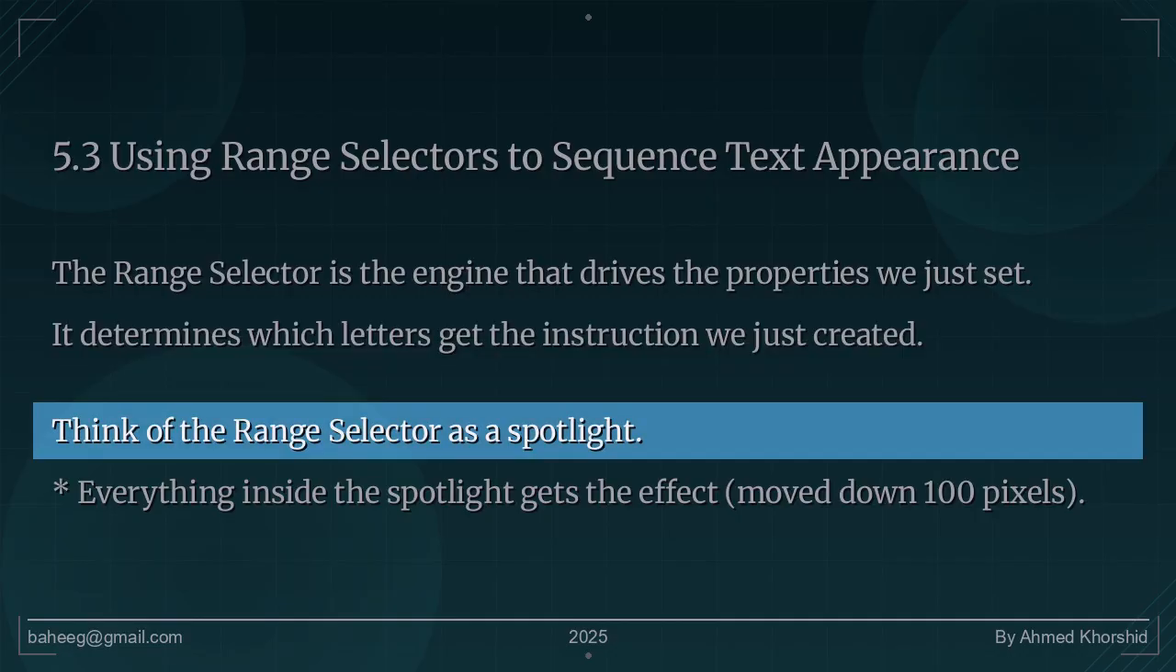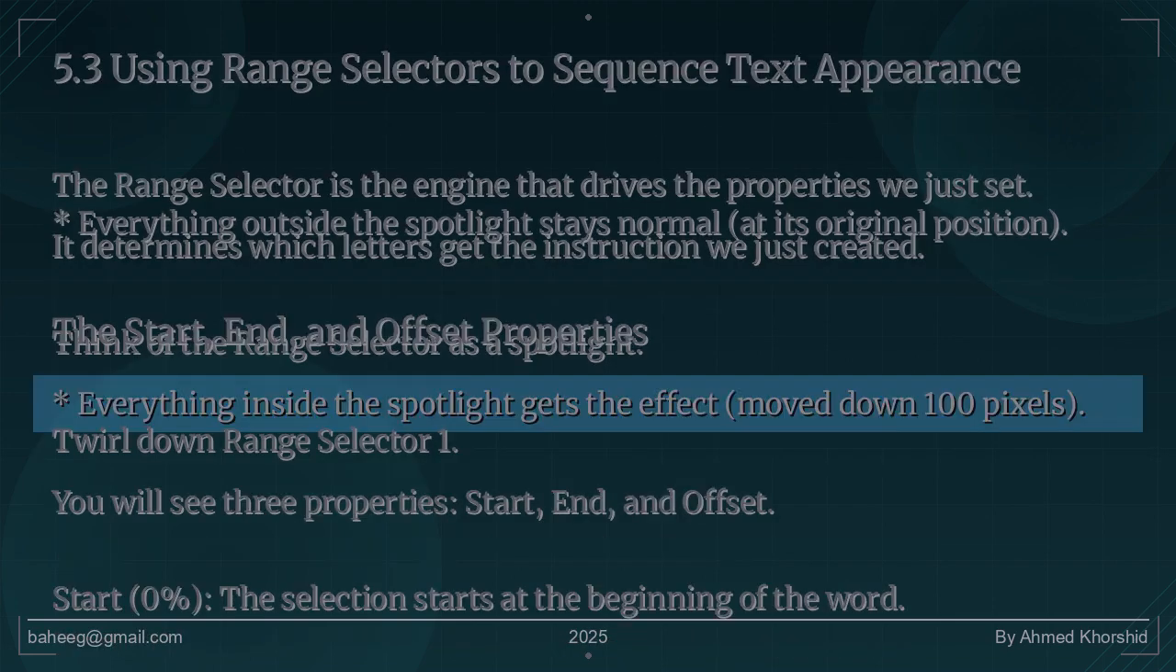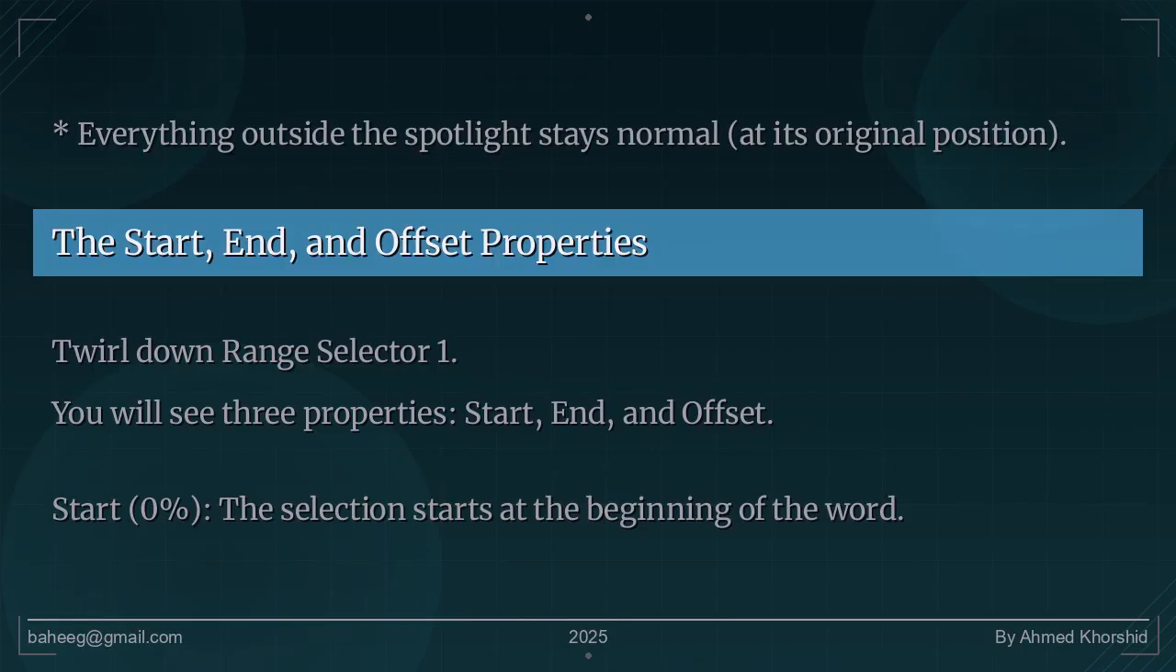Think of the range selector as a spotlight. Everything inside the spotlight gets the effect, move down 100 pixels. Everything outside the spotlight stays normal, at its original position. The start, end, and offset properties.